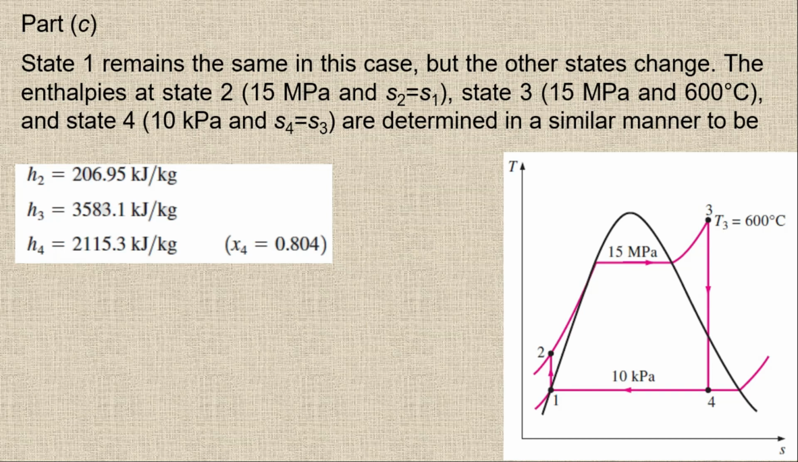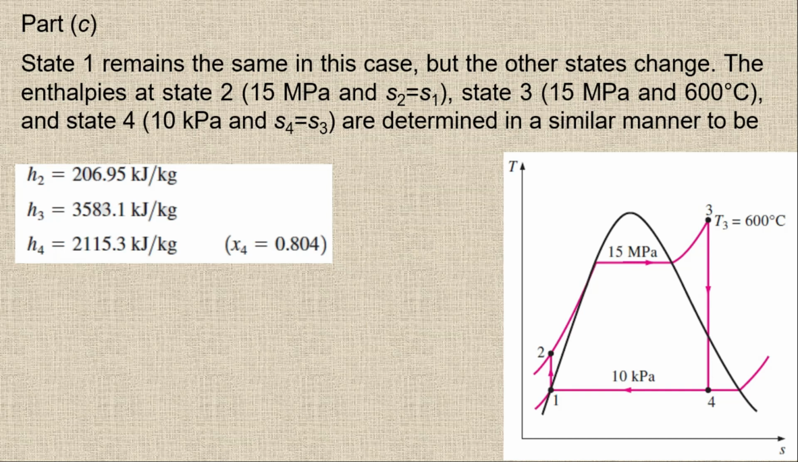Whenever we have a saturated liquid-vapor mixture, we have to find the quality first. We have the formula for the quality, which is X4 equals S4 minus SF over SFG. When you solve this one, you will get the quality of 0.804. So it's around 80.4% quality. Last time it was 91. So quality is decreased, or the moisture content is basically increased.